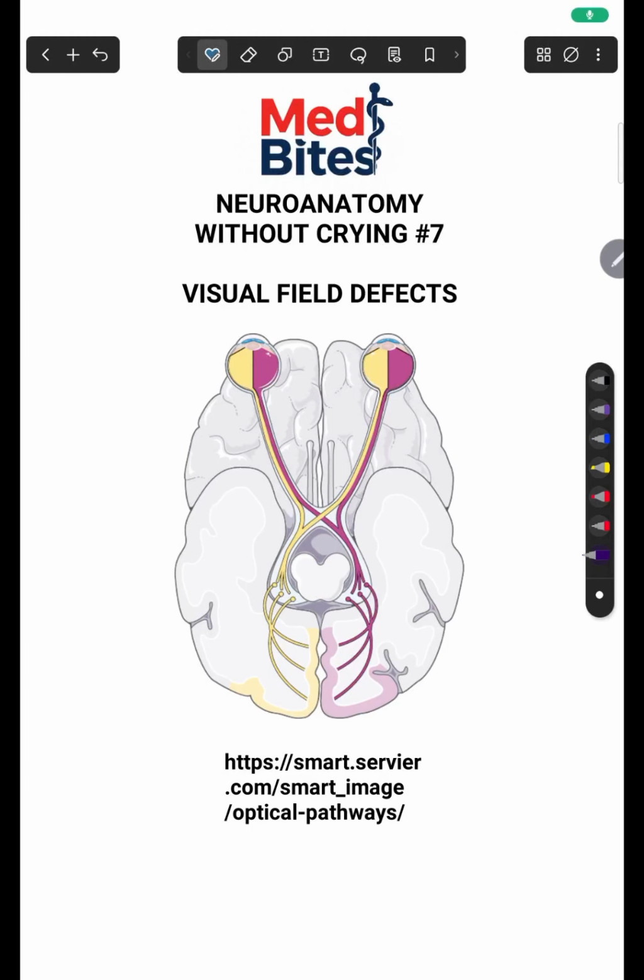Visual field defects feel impossible until you realize there's only four places the optic pathway can break, and each one gives a very specific picture. If you can draw the pathway, you can predict the defect every single time. Let's turn this into free points for your board and medical school exams.